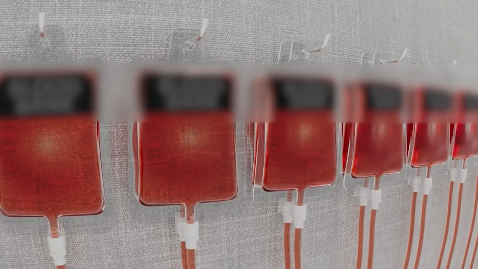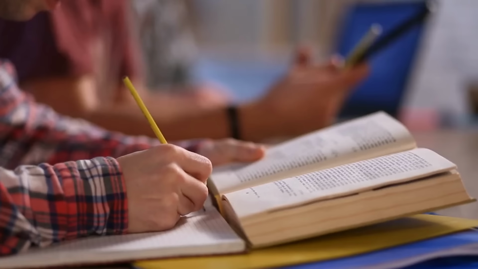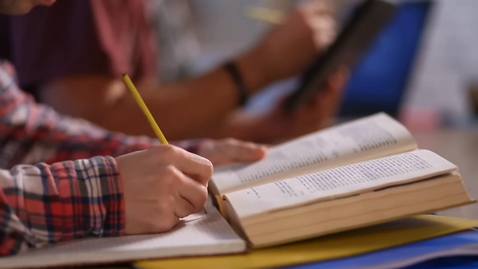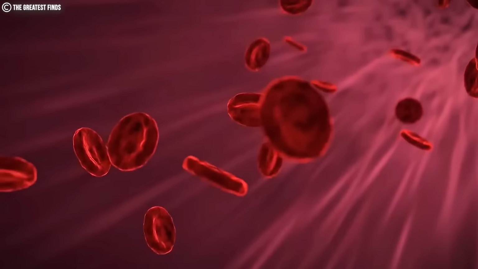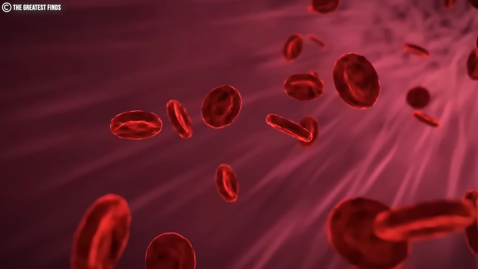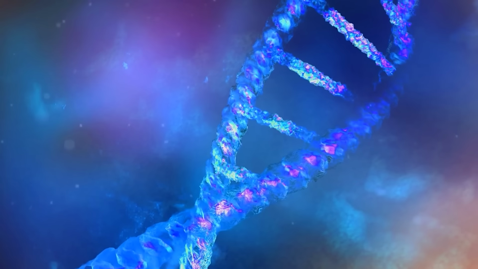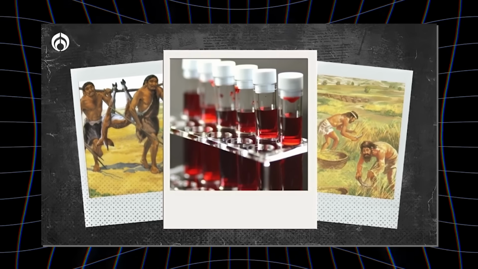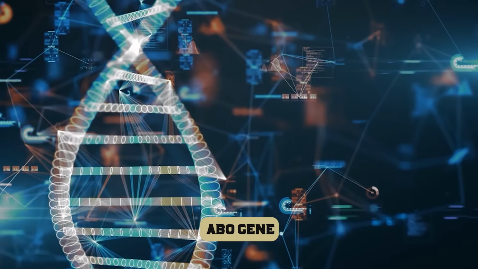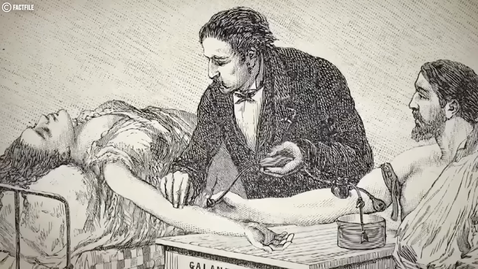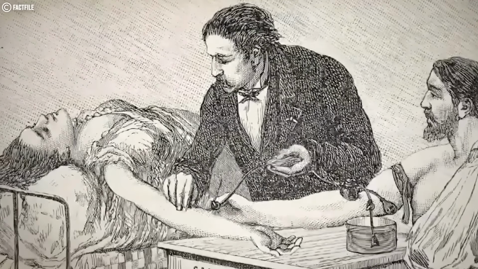Then there's the question of whether O was the original blood type. For years, textbooks hinted that O might have come first, with A and B developing later. After all, O is the most common. Shouldn't it be the root? But genetic analysis suggests otherwise. A is likely the ancestral blood type, with O arising from a mutation in the ABO gene thousands of years ago. Still, once it appeared, O spread rapidly.